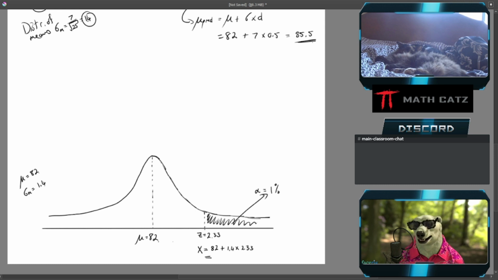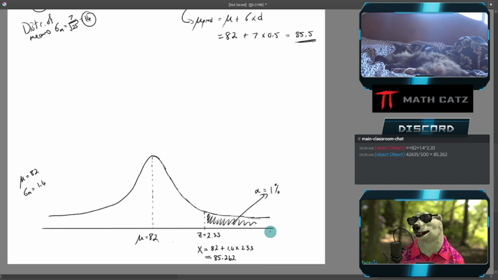We're calculating 82 plus 1.4 times 2.33. So this power calculation is a little bigger. Take your time here. Understand what you're doing. So we've done this before. Just calculate the corresponding raw score from the z-score. So I get 85.262. All right. So now, what does this mean?